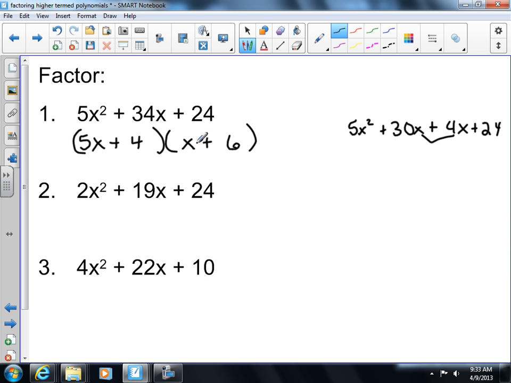You'll get into the habit where once you have your first term set, you can just kind of play with the 2 middle terms of your FOIL in order to figure out if it's going to add up to be the second term. Okay, let's try this next one.